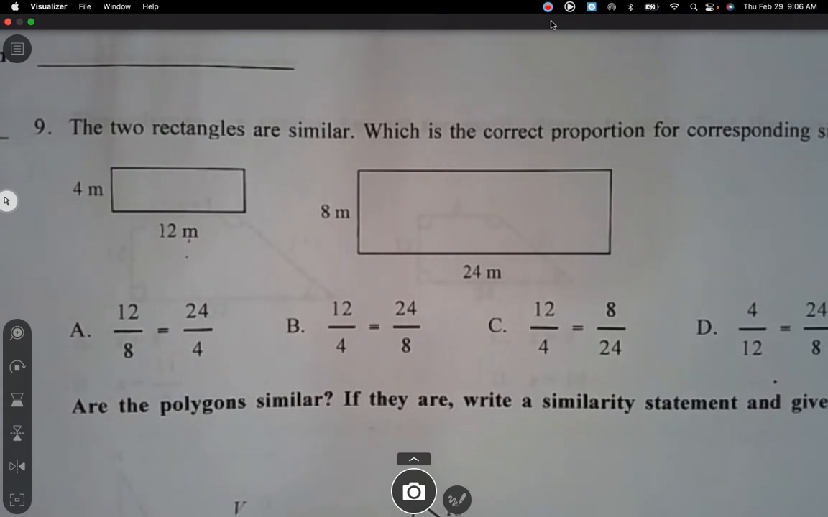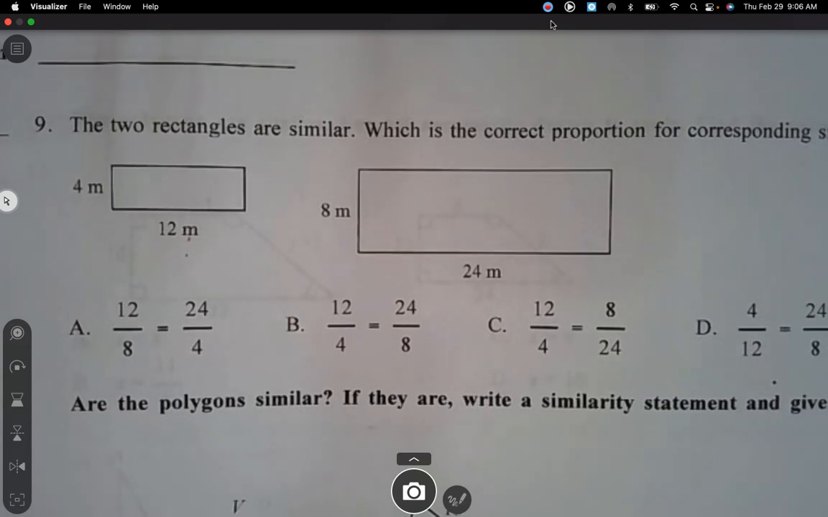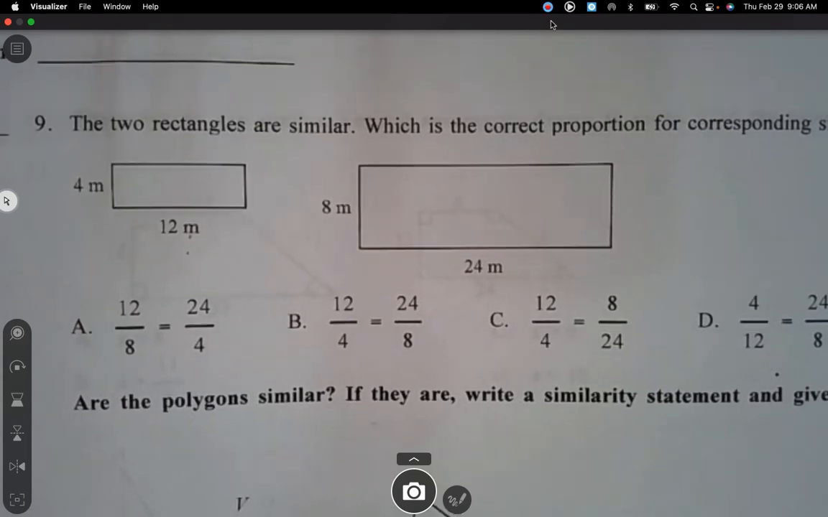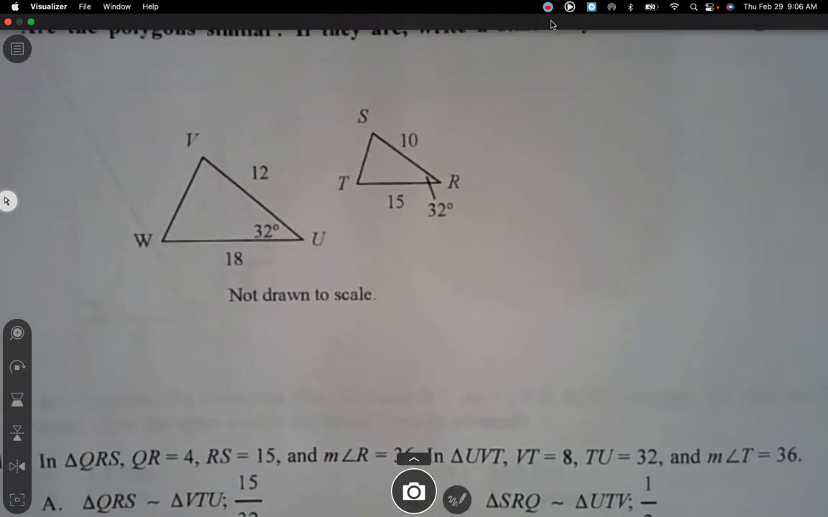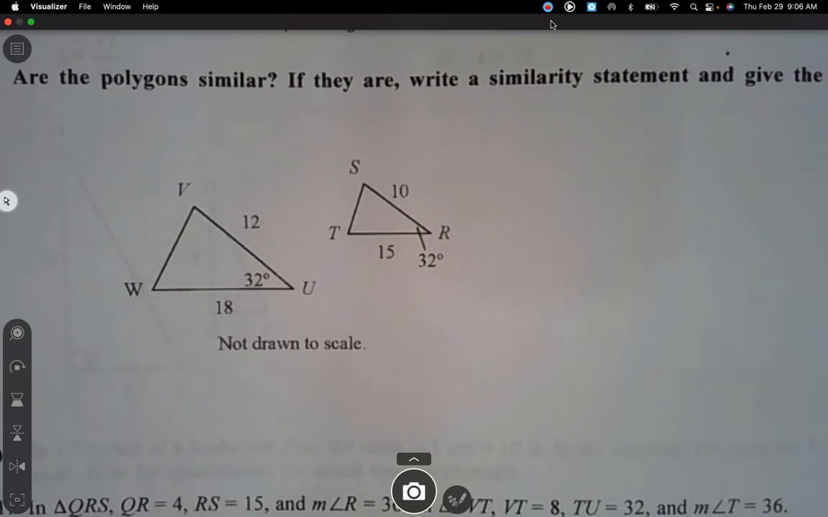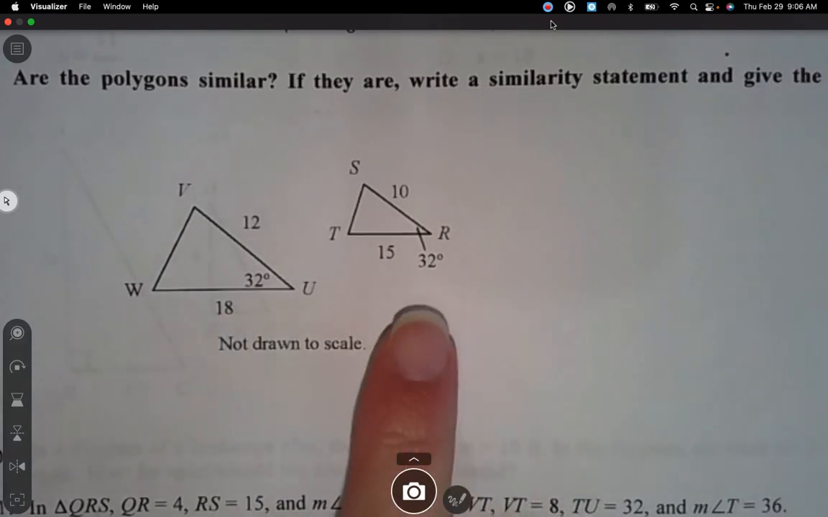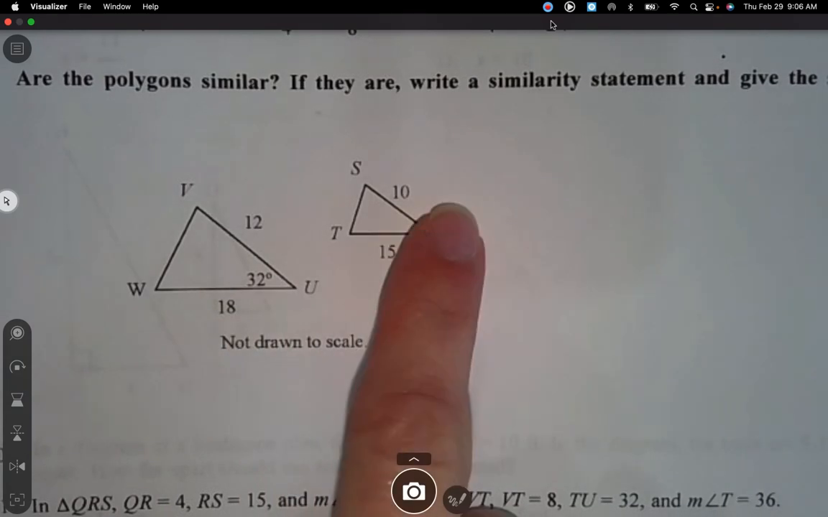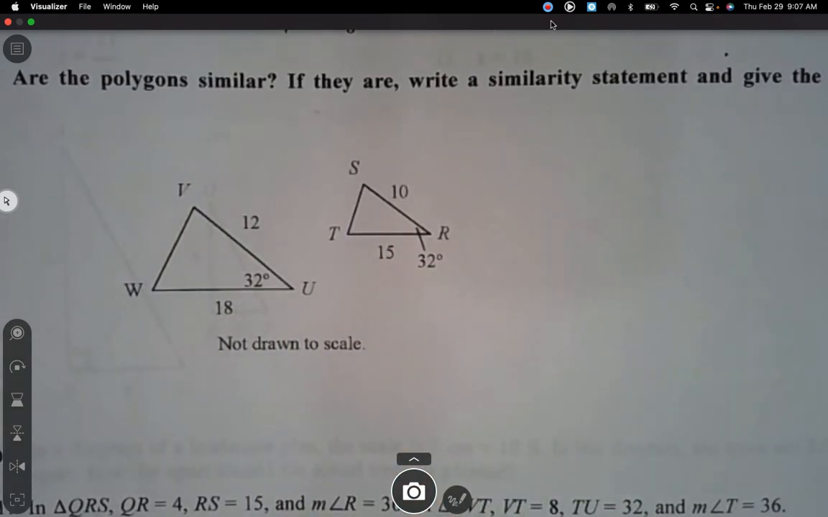Number 10. So I'm going to start with the smaller triangle. Okay? And it wants to know if they're similar. So you're going to say yes, no, a similarity statement, and the scale factor. They have an angle, and then they have these two sides. I need to see if the proportions are the same. So if I have 10 over 12, I'll do from here to here. 10 to 12, and what's the other one? 15 to 18.